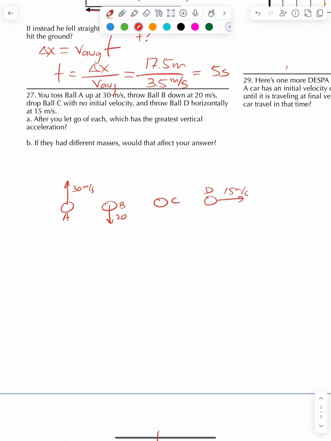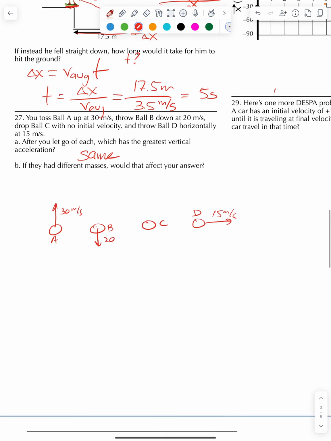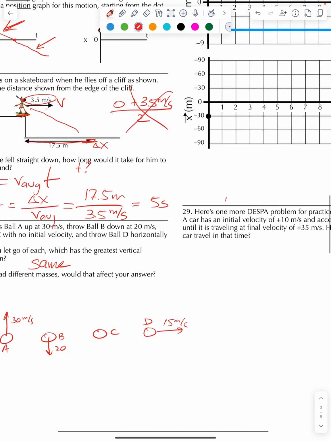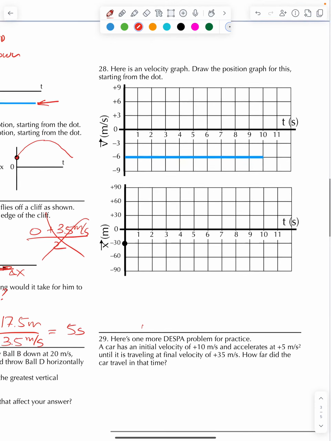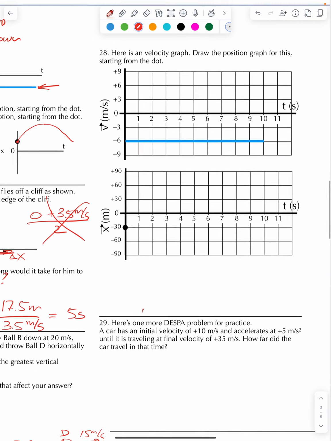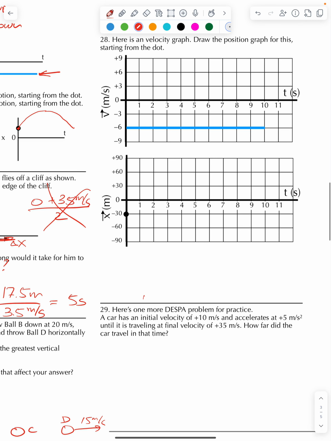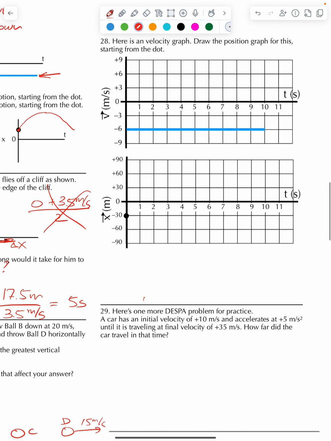After I just let go of each, if they're all in free fall, they have the same acceleration, the acceleration due to gravity. Vertically, they're going to change by 9.8 meters per second. If they had different masses, would that affect your answer? No. Gravity has the same acceleration on everything, no matter what their mass is. With no air resistance, a bowling ball and a tennis ball have the same acceleration.